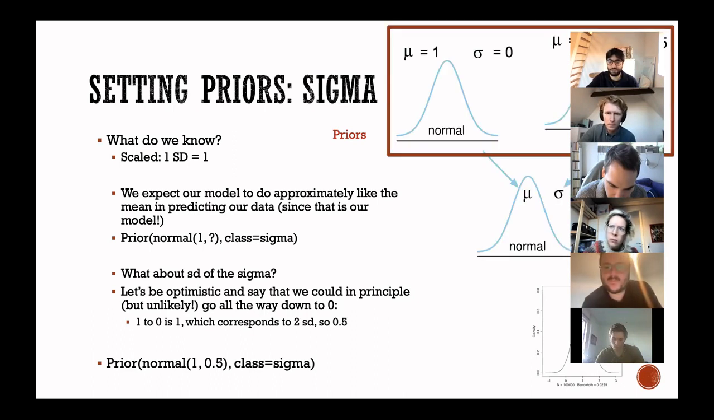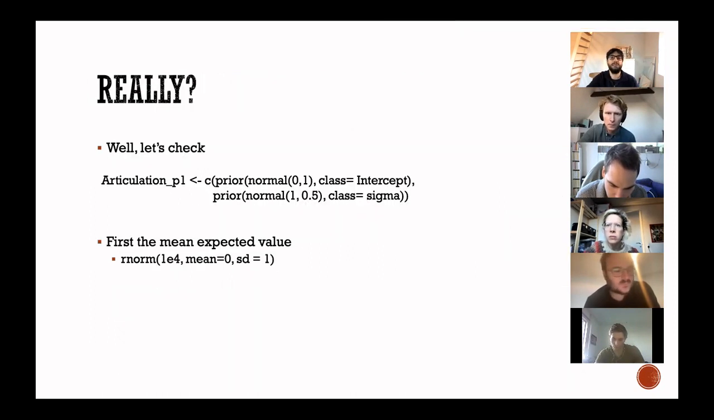Okay, so we just use that representation to fill in the different values. And the next question is, okay, we set them up. Are we doing anything meaningful? Right. So let's check. This is our prior. I call it articulation P1, right? And I just create a list with the 2 separate priors. And then we simulate the mean expected value. Our norm, you probably know it, is just sampling from a normal distribution, 10,000 samples with a mean of 0 and a standard deviation of 1. This is how it looks.